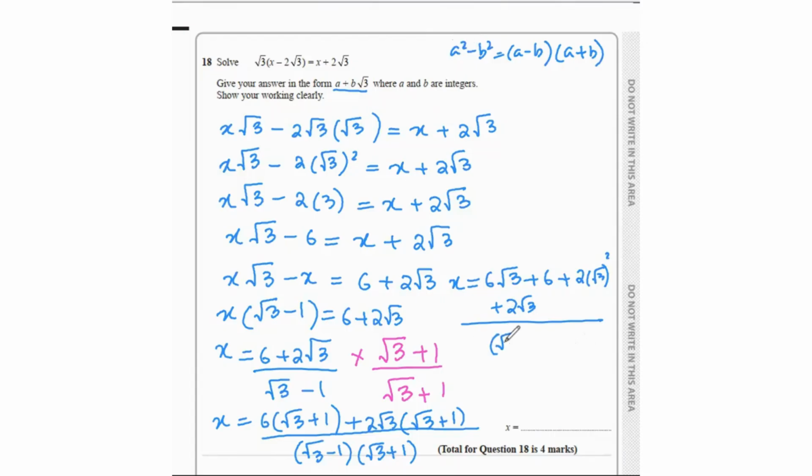So that's going to be root 3 squared minus 1 squared. If you want to expand the bracket, you can also do that. But to save time, you can just simply rewrite it as root 3 square minus 1 square because it's difference of perfect squares. So now 6 root 3 plus 6, 2 root 3 square is 3. So 6 root 3 plus 6 plus 2 times 3 plus 2 root 3. Root 3 square is 3, 3 minus 1.